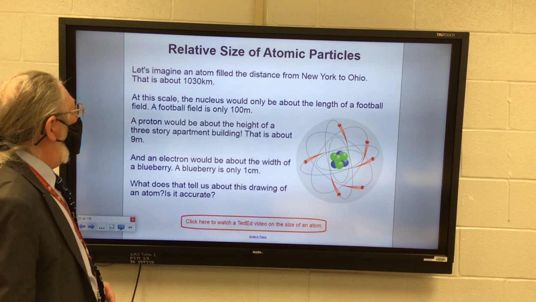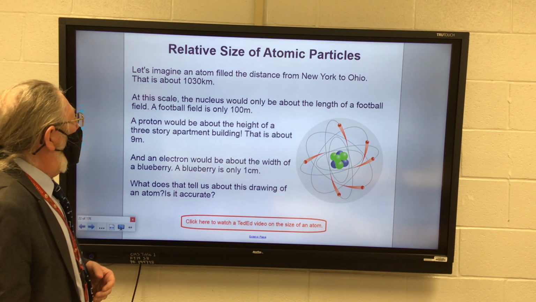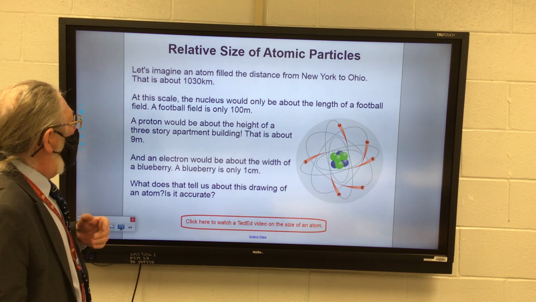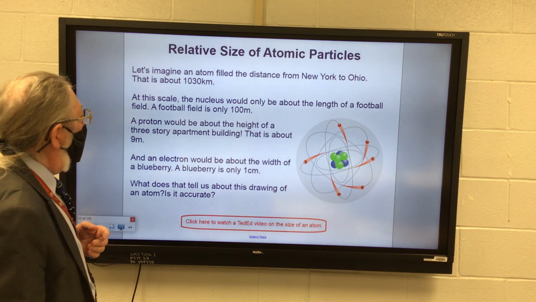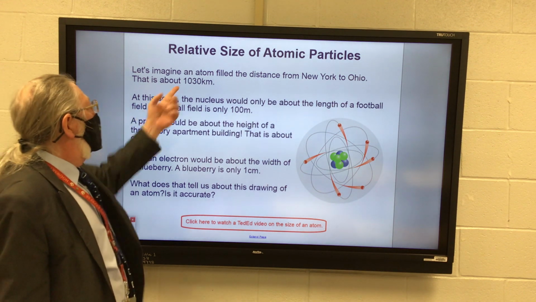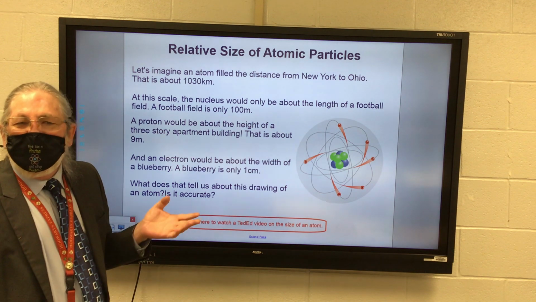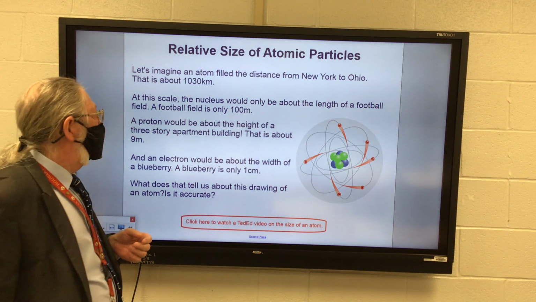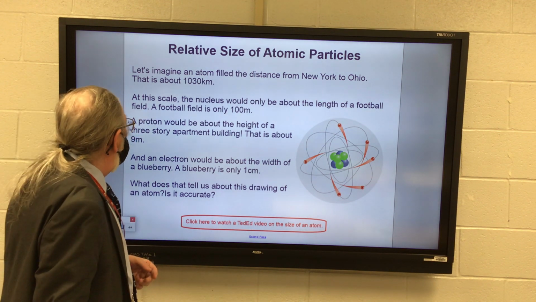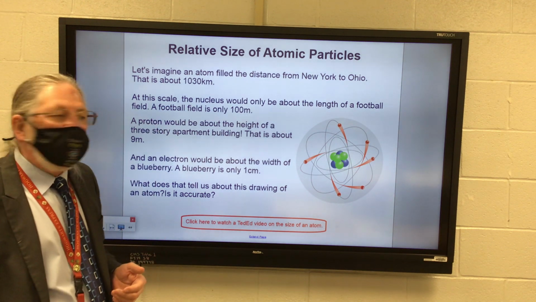Okay, so here is the relative size of atomic particles. Essentially you could imagine that an atom filled the distance from New York City to Ohio, which is about 1,030 kilometers, close to 700 miles. And then in that scale, the nucleus would be about the length of a football field, and a football field is only 100 meters.